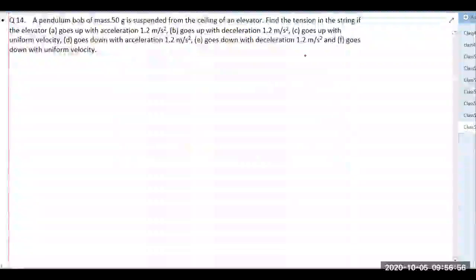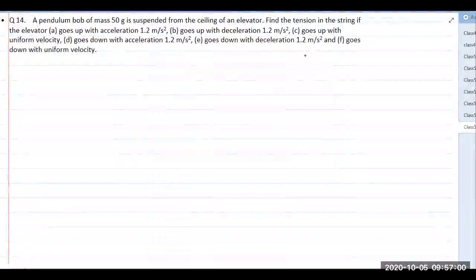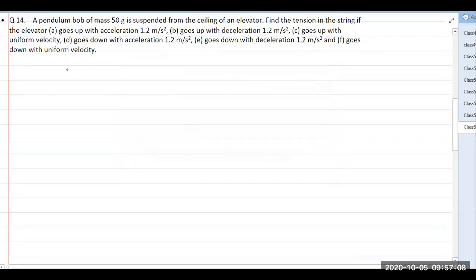Next question is, a pendulum bob of mass 50 gram is suspended from the ceiling of an elevator. So suppose we have an elevator like this, and from the ceiling we have a pendulum bob hanging. Find the tension in the string if the elevator goes up with acceleration 1.2 meter per second square.